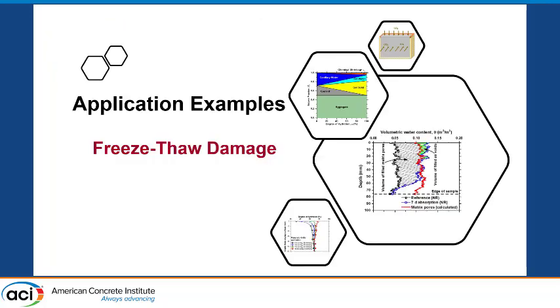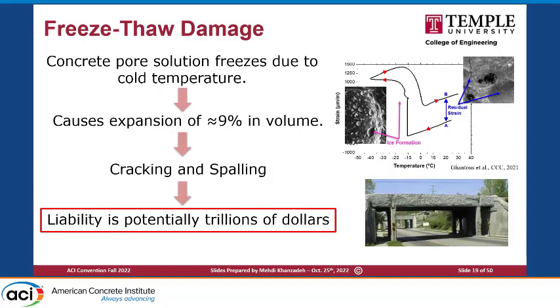The first in-depth example I'm going to discuss is freeze-thaw damage using the combination of X-ray and neutron imaging. We are all familiar with freeze-thaw damage. Basically, when the saturation in the concrete pores passes a certain level, your freezable water increases, and you get expansion due to the phase change from water to ice. That causes cracking and spalling, and in the end we have a liability of trillions of dollars of damage to our structures.